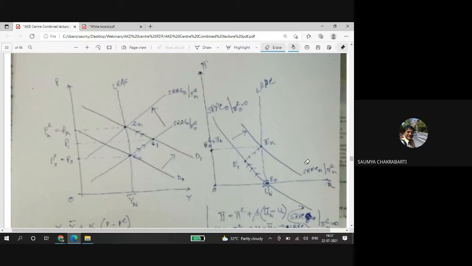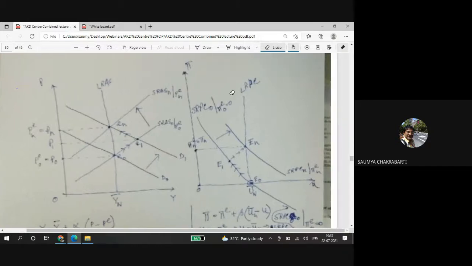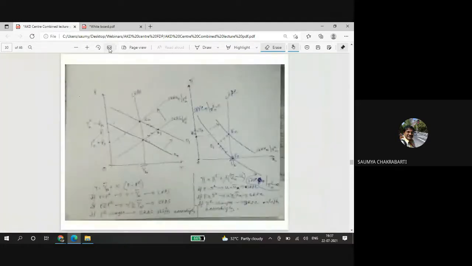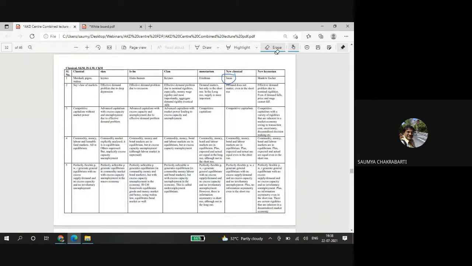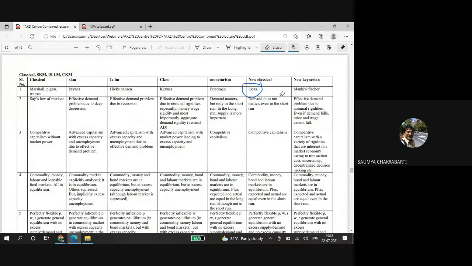Now with this, we go to the last school of thought for our lecture, and that is New Keynesian macroeconomics. And where do they differ is this. So what was the critique of Keynes? The critique was this, that there is ad hocism.